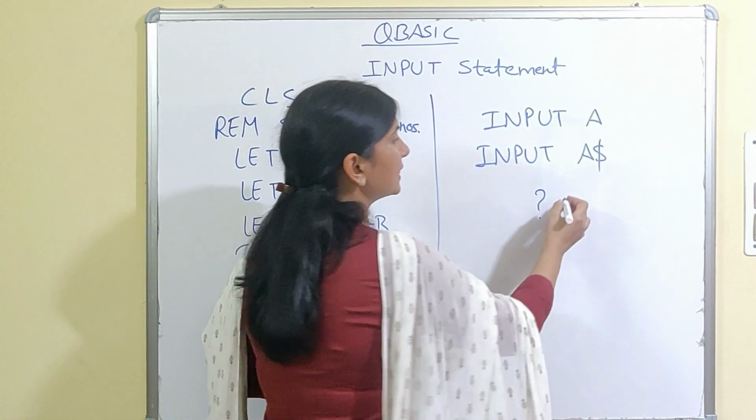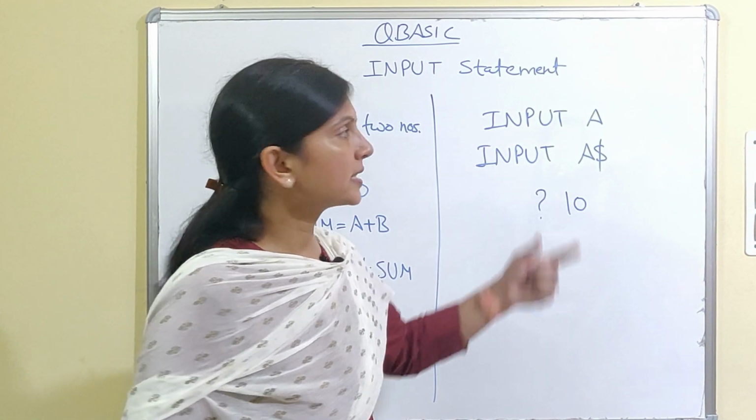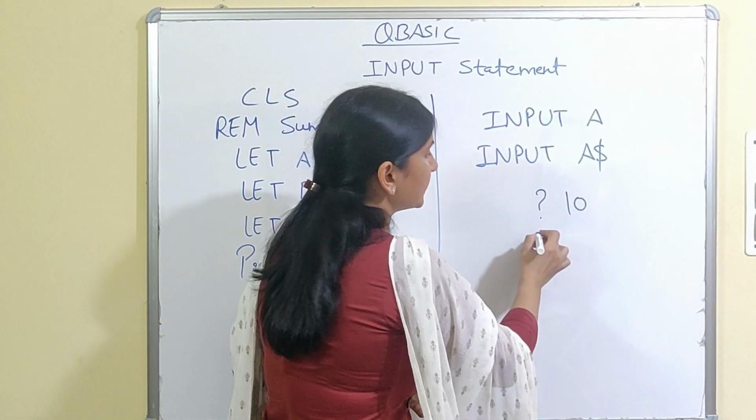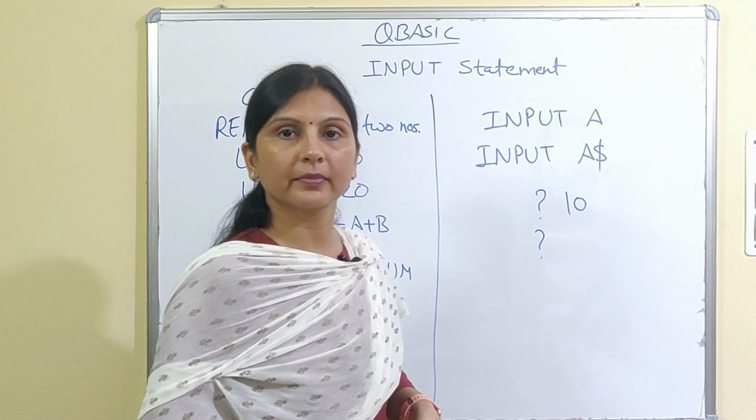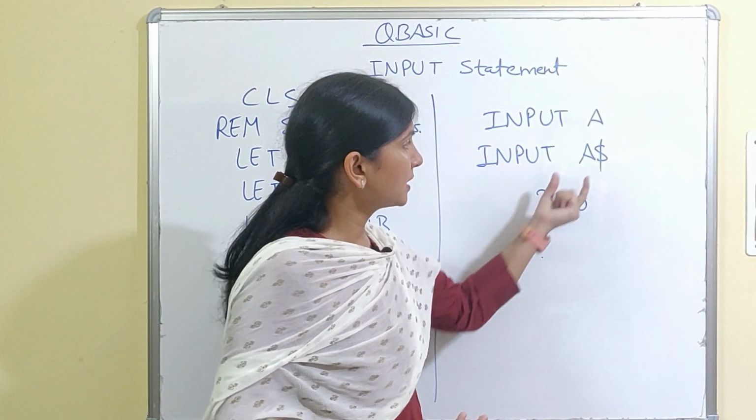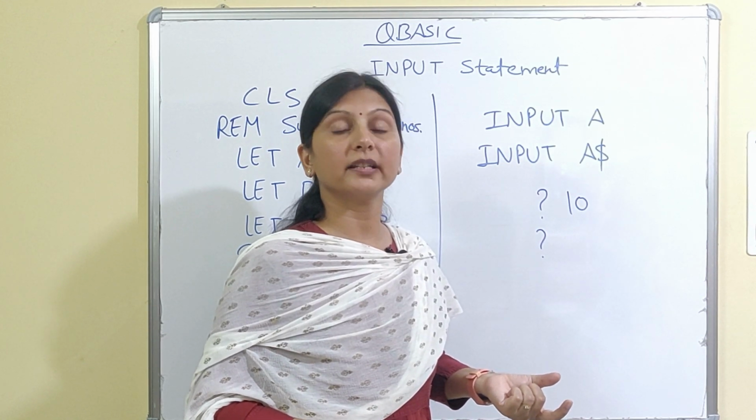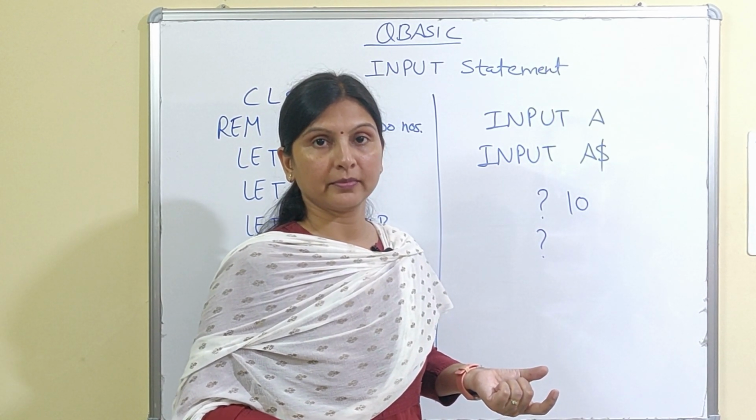Suppose I have given 10. So 10 will be assigned to A. Similarly, for this statement, again a question mark will come. This is also waiting for user input. Now it is a $ variable. And when do we use $? $ is for an alphanumeric variable.